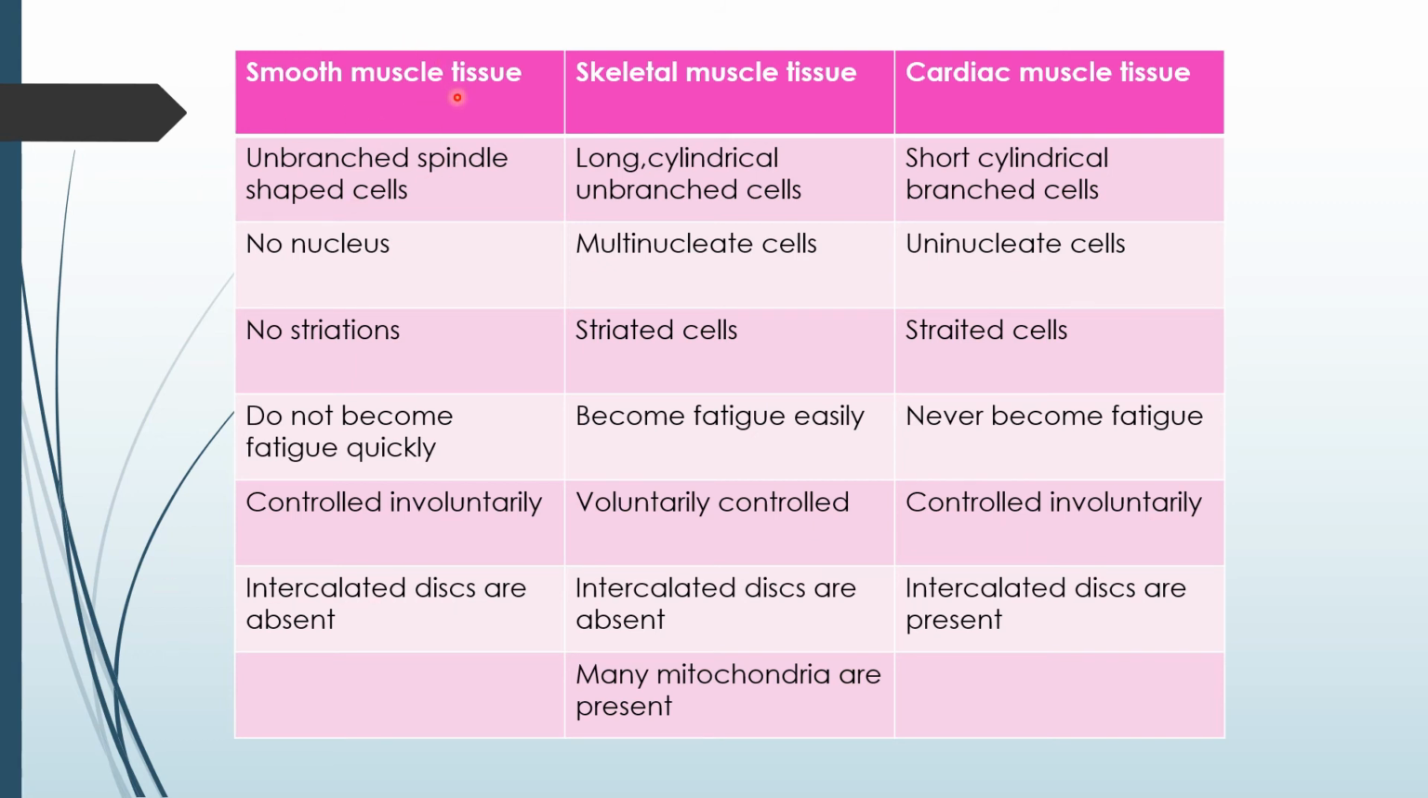Smooth muscle tissue and skeletal muscle tissue are unbranched, so there are no intercalated discs among the cells. But in the cardiac muscle tissue, among the cells, there are intercalated discs. Skeletal muscle tissue has many mitochondria in the cells.